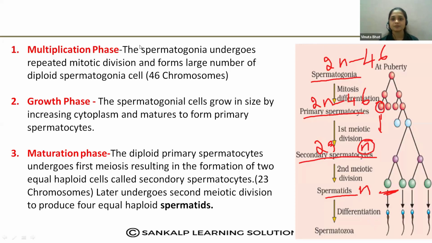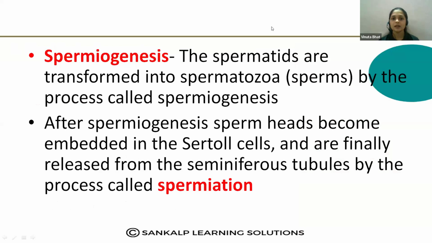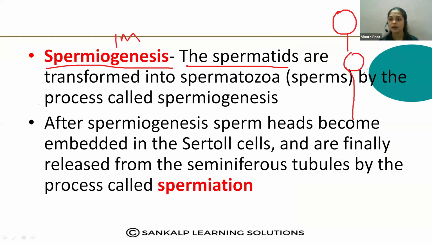Then again there is a process, spermiogenesis. So what is this spermiogenesis? 1 marks question. The spermatids, so these are the spermatids. When these spermatids transform into sperms or spermatozoa, so that is called as a spermiogenesis. The differentiation of spermatid into sperm is called spermiogenesis.